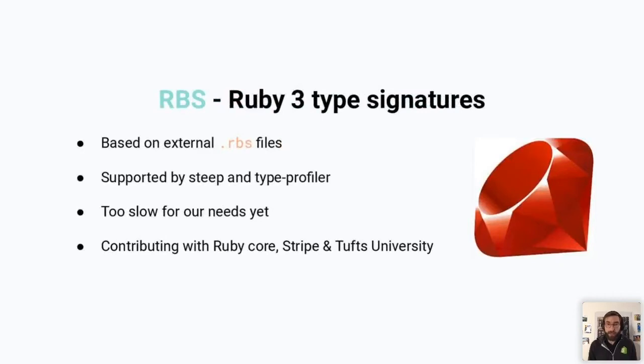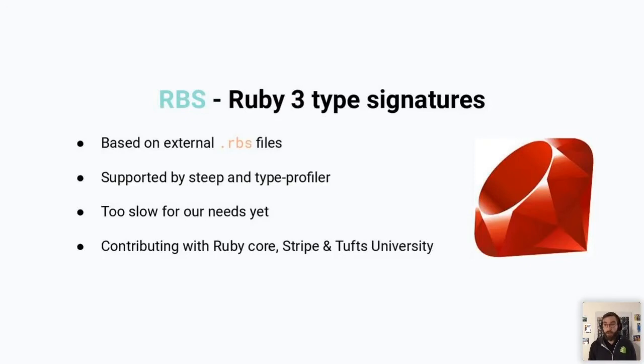If you were at RubyConf last week, you saw a lot of interest in RBS, which are the Ruby 3 type signatures. They are type signatures that will come for core and the standard library in an external file, so signatures in a different language than Ruby, in a file called a .rbs file, a bit like we did in C with the code file and the header file. And this RBS file will contain all the definitions, like we do in RBI in Sorbet, for the files in your project. It's currently supported by Steep and the TypeProf that will come with Ruby, but one of the problems we had with the current tooling is that it's too slow for our needs yet.